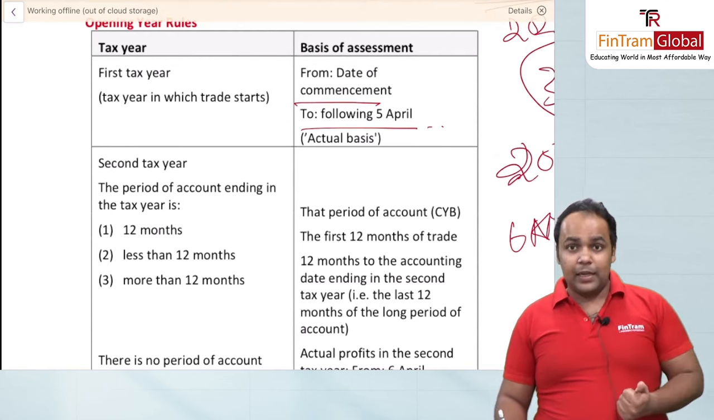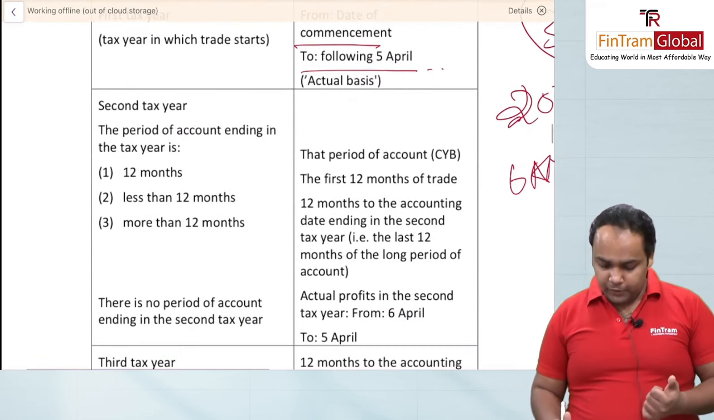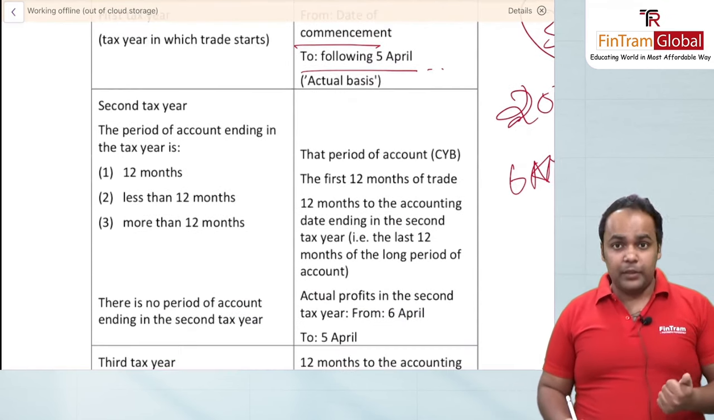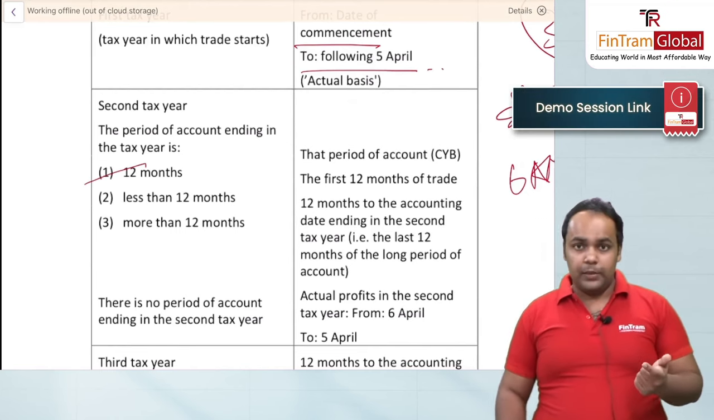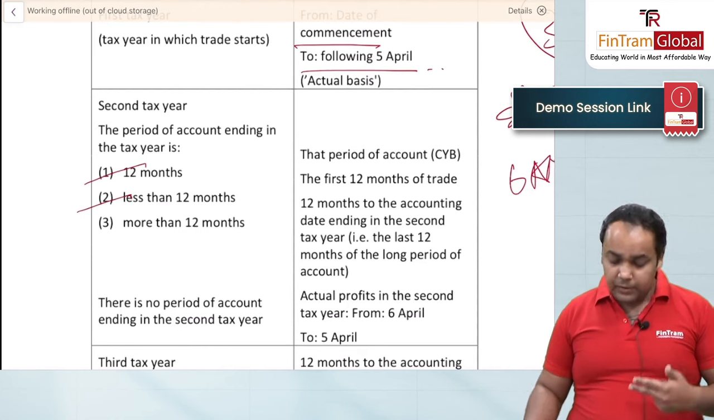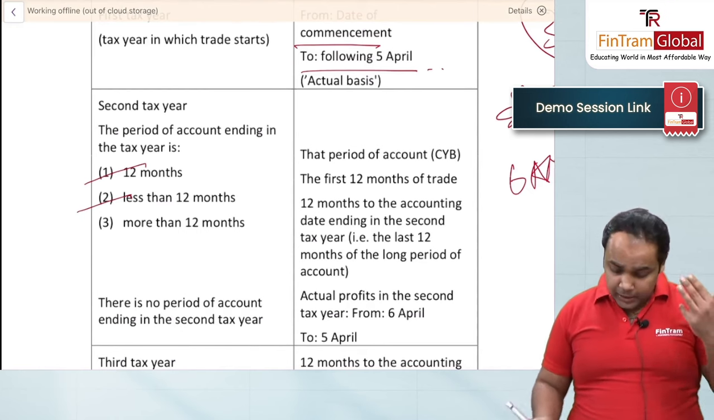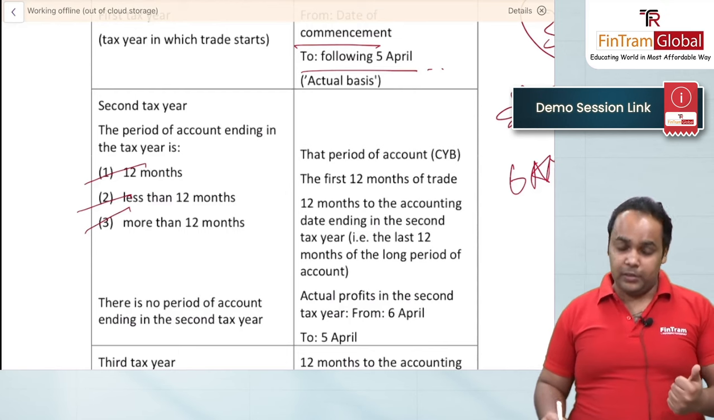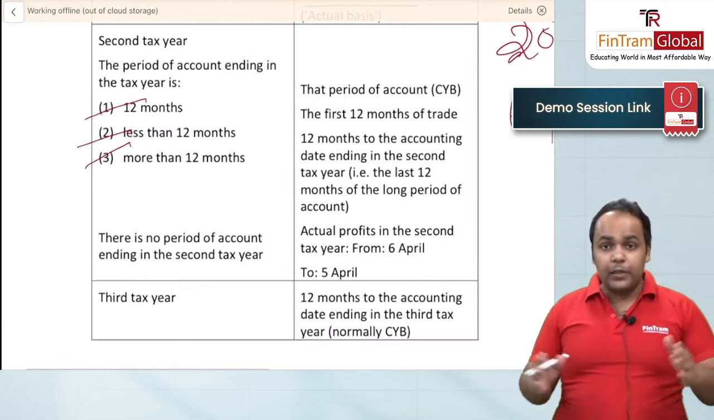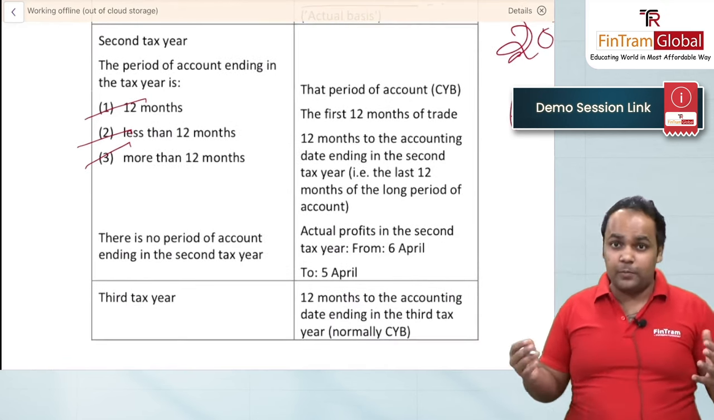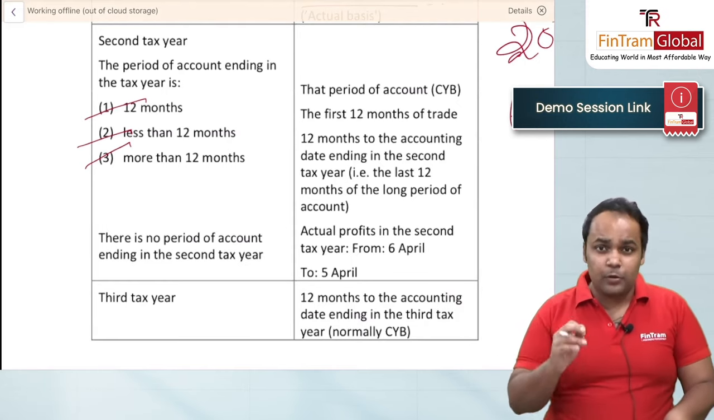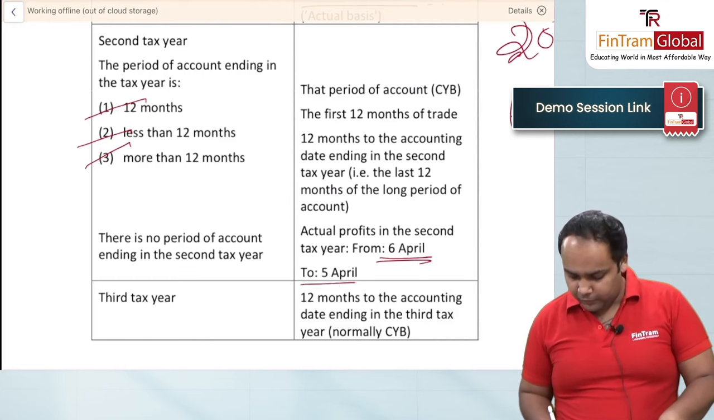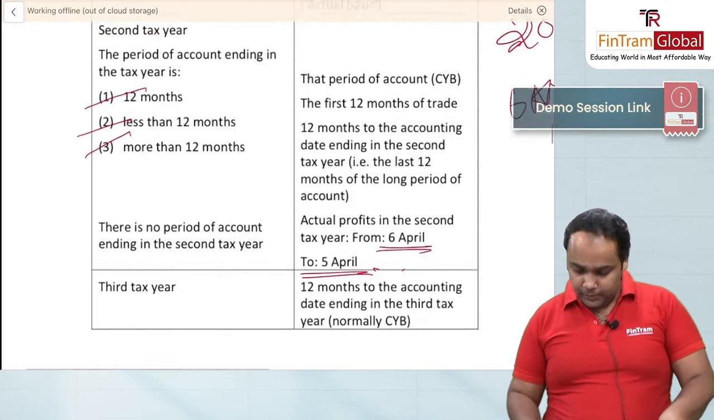Second tax year, the treatment differs based on the length of the period. If it's 12 months, the period of account is the basis of assessment. If it's less than 12 months, the first 12 months of trade are the basis of assessment. If it's more than 12 months, the last 12 months are the basis of assessment. Similarly, if there's no period of account ending in the tax year, which is also possible if there is a very long period of account, then the actual profits in the tax year, that is 6th April to 5th April, will be considered the basis of assessment.